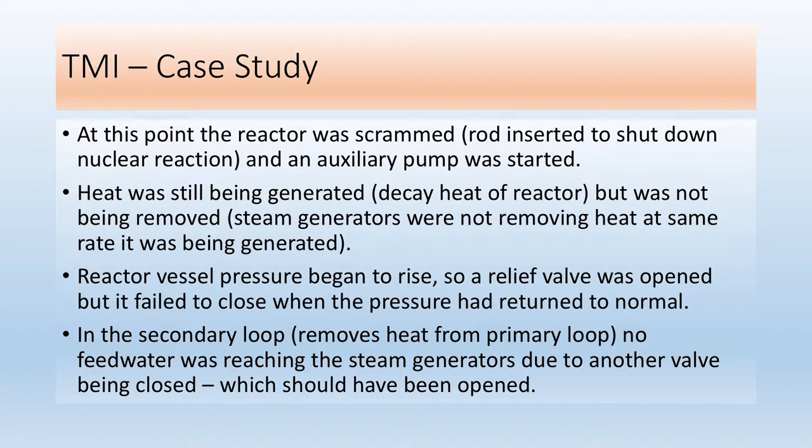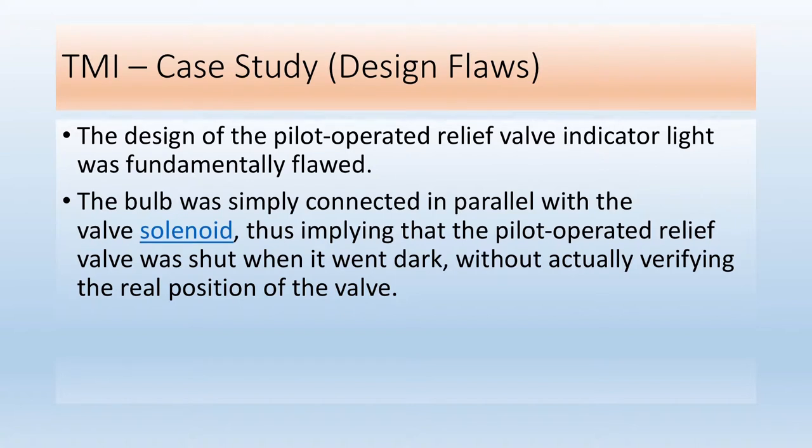Now, the secondary loop was shut down. There was no flow going on in the secondary loop, so heat was not being removed that way, so there was a problem with heat getting removed from the system. And the failure was in the secondary loop. The valve that was closed to prevent the flow in the secondary loop needed to be opened, but in the primary loop, the relief valve didn't shut.